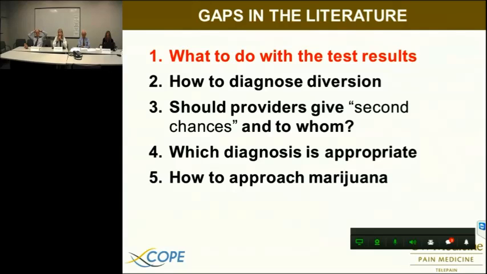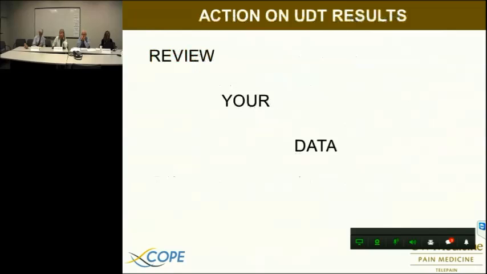In terms of the gaps, we don't know how to diagnose diversion. It's really something that you have to have an index of suspicion, or your comfort level is just too high. We don't know who should be given a second chance, although there's one study we'll talk about in a minute that shows that cocaine users are probably at highest risk. Which diagnosis is appropriate to use in opioid therapy for, and how do we approach marijuana with its popularity for both medical management, and now it's becoming increasingly legal for recreational use.